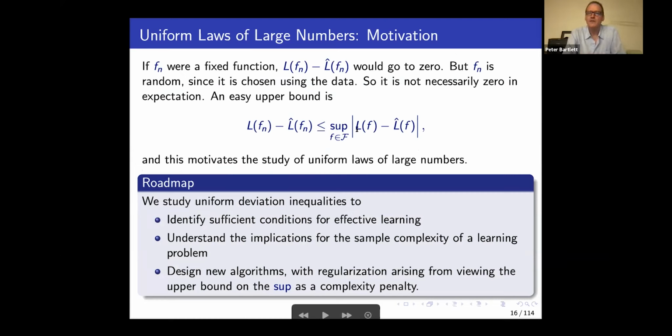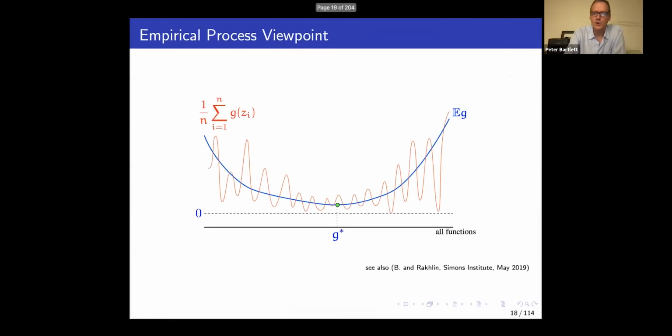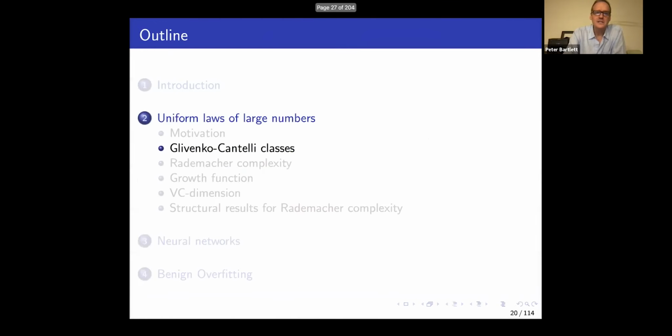A Glivenko-Cantelli class is one for which the corresponding maximal deviation between expectation and sample average goes to 0 as the sample size grows. So that's what we'd hope for, right? If we don't have that property, then there are functions in the class for which we might be stuck with choosing a function that has a very big deviation, even as the sample size gets larger and larger, seeing more and more data, and we're still in trouble. So that's the motivation for studying these GC classes.